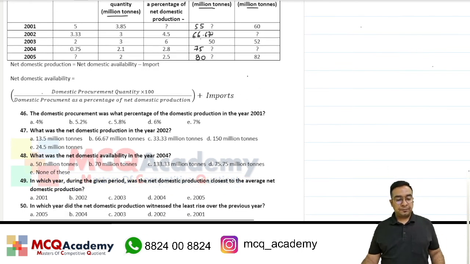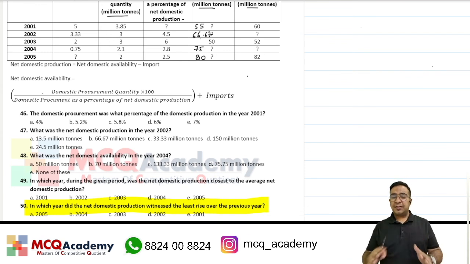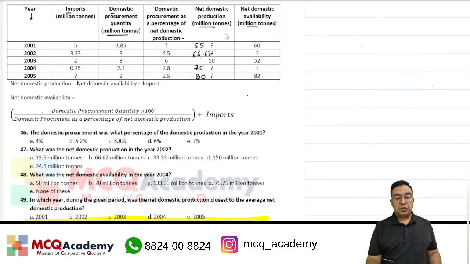Question number 50. In which year did the net domestic production witness the least rise over the previous year? यहां पे आपको परसेंटेज की टर्म्स के अंदर कैलकुलेट नहीं करना है. आपको बताना है एब्सोल्यूट टर्म्स में नेट डोमेस्टिक प्रोडक्शन, व्हिच मींस दिस कॉलम पिछले साल के मुकाबले, उसके प्रीवियस ईयर के मुकाबले कहां पे मिनिमम ग्रोथ लेके आ रहा है, केवल ग्रोथ को कंसिडरेशन में लेंगे, डी ग्रोथ को कंसिडरेशन में नहीं लेंगे. सो फॉर द ईयर 2002 दिस ग्रोथ इज इक्वल टू 66 माइनस 55.